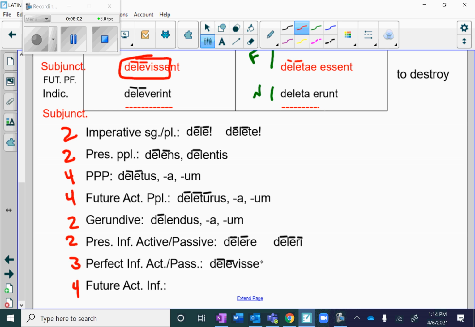For the perfect passive infinitive, to have been destroyed, we're going to use our fourth principal part here, deletum, and then make it infinitive by simply adding esse. And again, that one comes from the fourth principal part. Okay, and the future active infinitive, finally, we're going to use the future active participle, deleturus. I'll make it deleturum because you'll usually find it in the accusative in an indirect statement, and to make it infinitive, just tack on esse.